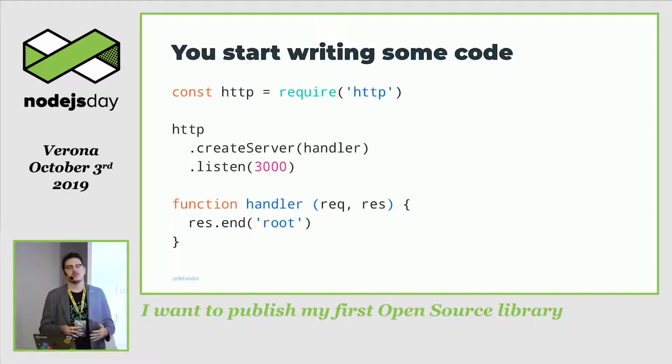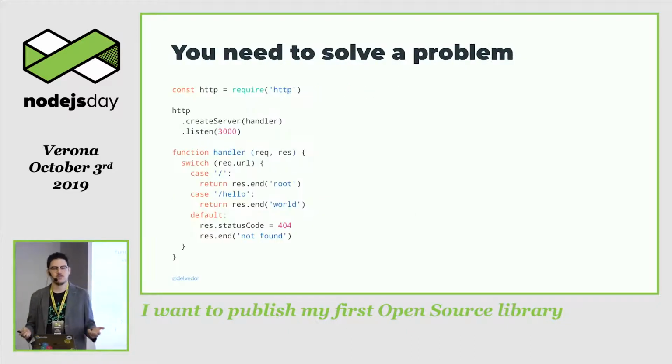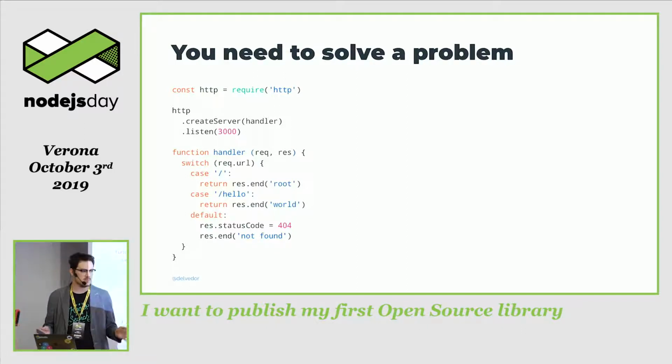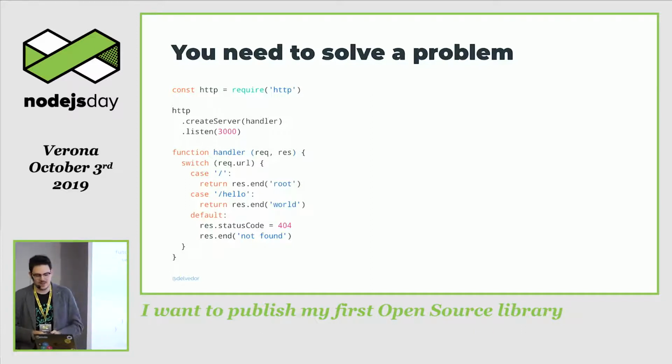So you might want to improve the situation if you need to handle multiple cases. And how do you do that? You write a router. That's fine. The first implementation you can do is a very easy one. Use a switch case. You switch on the URL. If you are in the root, you send back a response. Otherwise, if you have a hello, we send back world. Otherwise, a 404. Okay, it works.